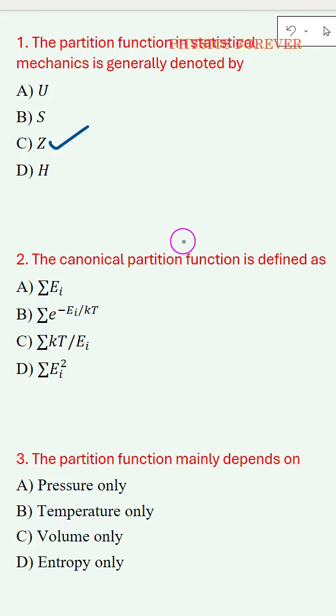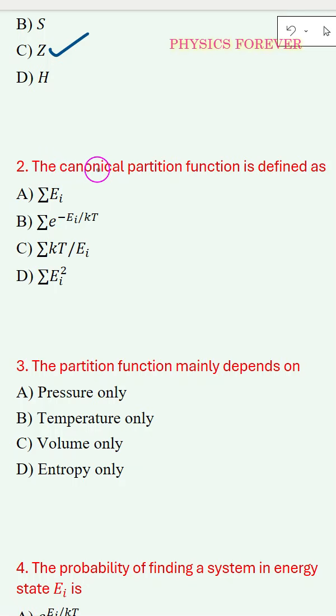Okay. So question number 2: the canonical partition function is defined as... the correct option is B. It is the sum of the Boltzmann factor of all energy states.